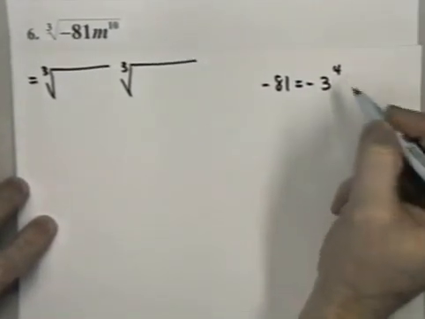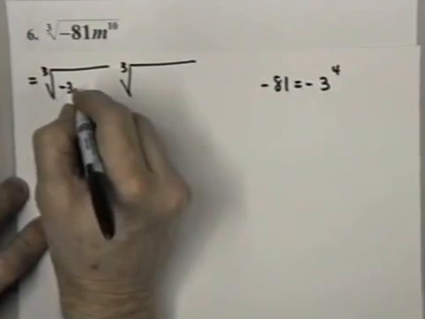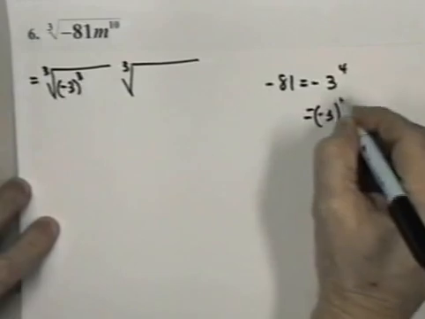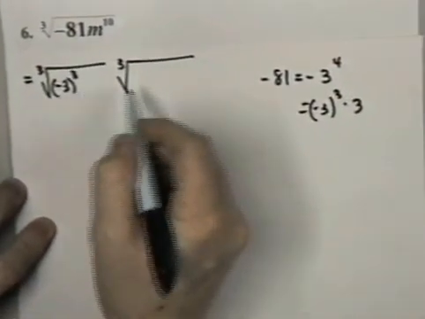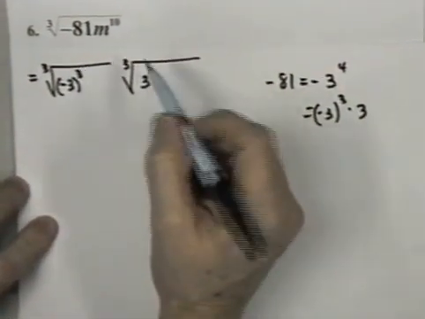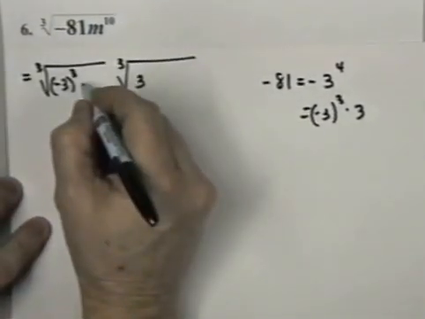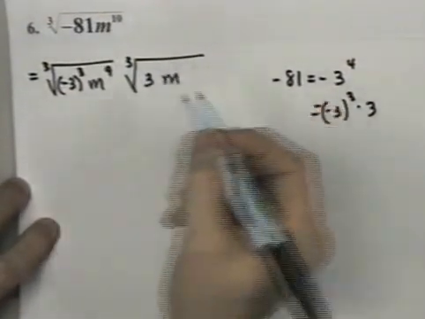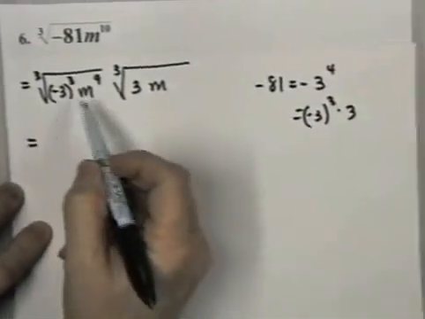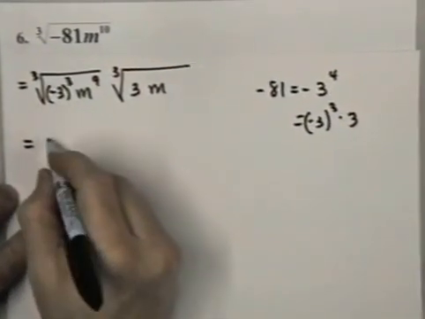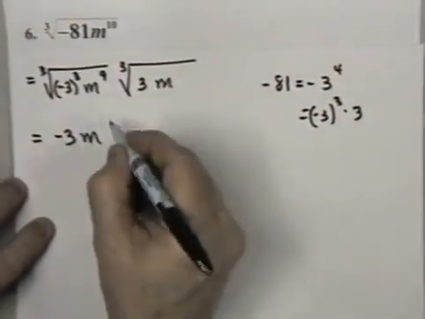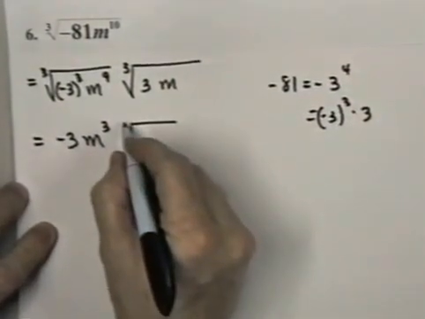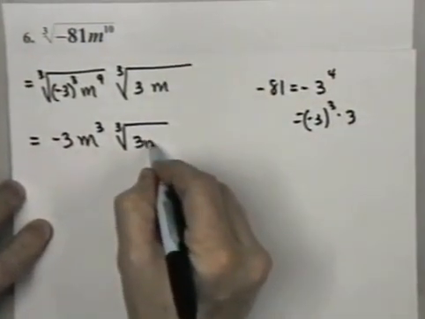I'm going to choose to write that as negative 3 cubed times 3. And that'll leave me with 3 underneath the other radical. And then m to the 10th, m to the 9th is the largest perfect cube, 9 being a multiple of 3, leaving me with m. And then taking the cube root of each of those perfect cubes, that's a negative 3, m to the third power times the remaining cube root radical, cube root of 3m.